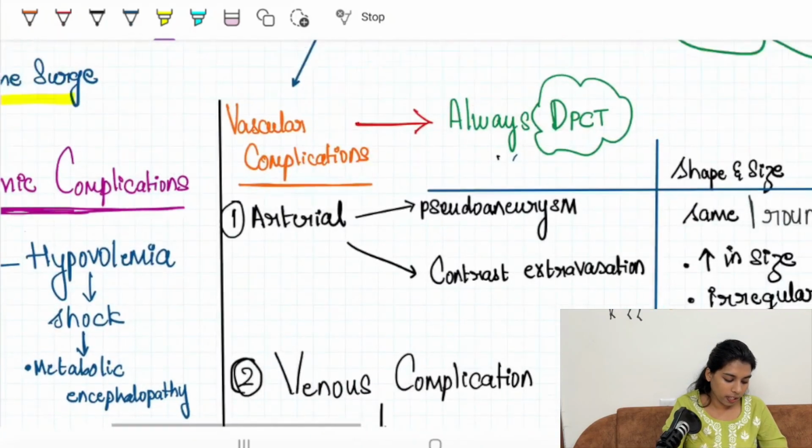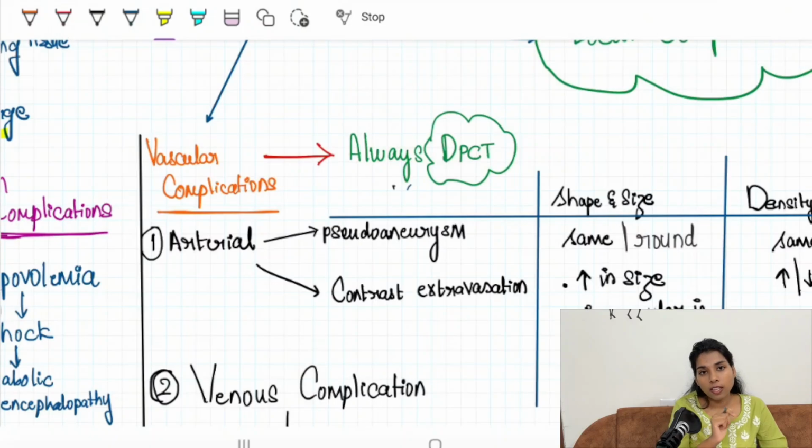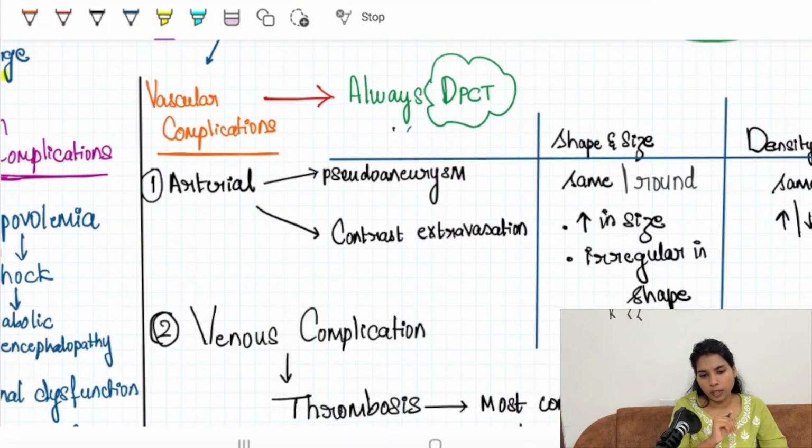What is important to the radiologist is the vascular as well as the local complications. Vascular complications, whenever you're suspecting, that is, in the history they'll tell you there is a GI bleed in the patient, there is a drop in hemoglobin by more than 2 grams per deciliter, or there is blood in the drain. Whenever this history is available, always do a dual phase CT with an early arterial phase and a venous phase. Why is this important? We'll see now. Basically, vascular complications are 2 in number. We have arterial complications, we have venous complications.